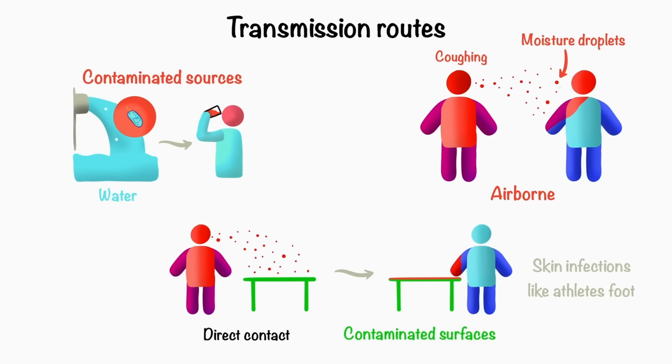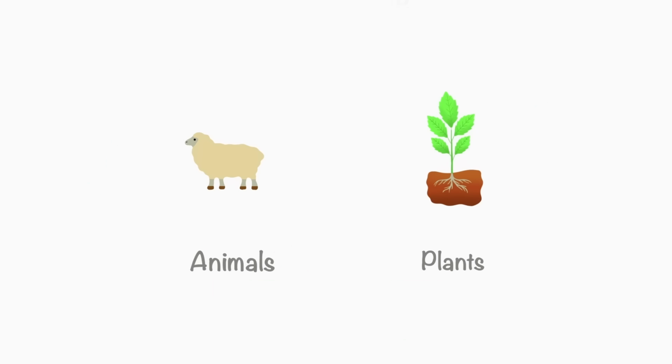It's worth noting that pathogens don't exclusively target humans. Plants and animals also suffer from various infections. These can significantly impact growth, reproduction, and survival across all living kingdoms.